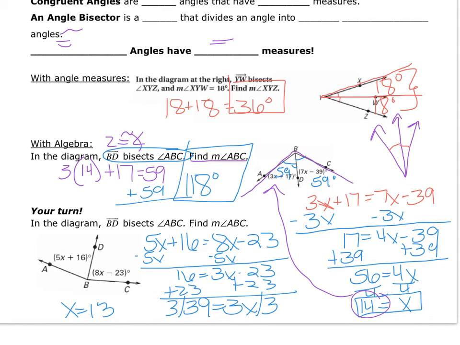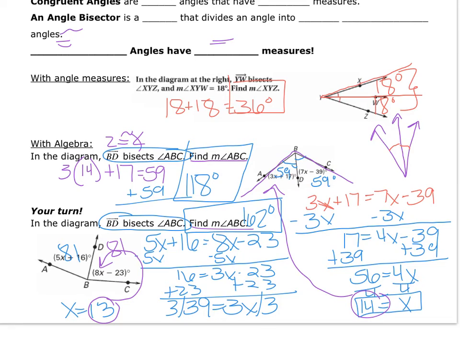But again, the question wants us to find the measure of the actual angle, so we have to take that 13 and plug it back in. So if we do 8 times 13, and we subtract out 23, then you should get 81. Well, if that side of the angle is 81, this smaller angle is 81 again because you have the bisector. So if you add those together, 81 plus 81, you get 162 degrees for the measure of angle ABC.